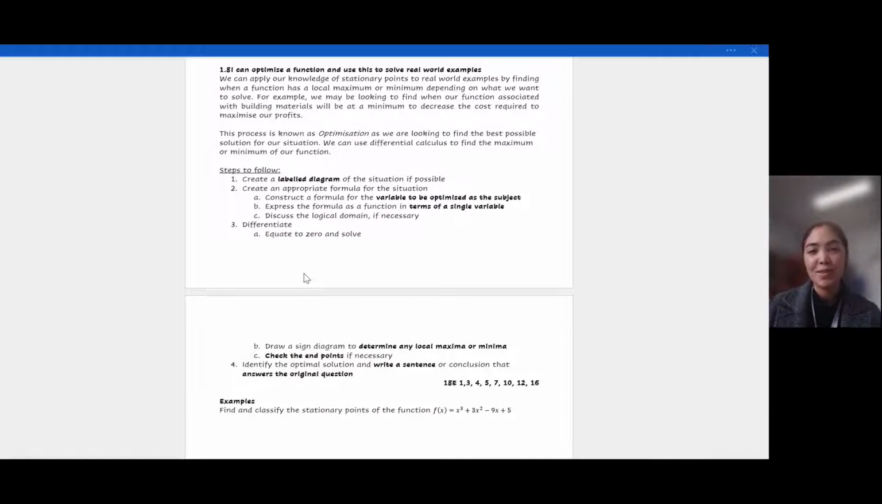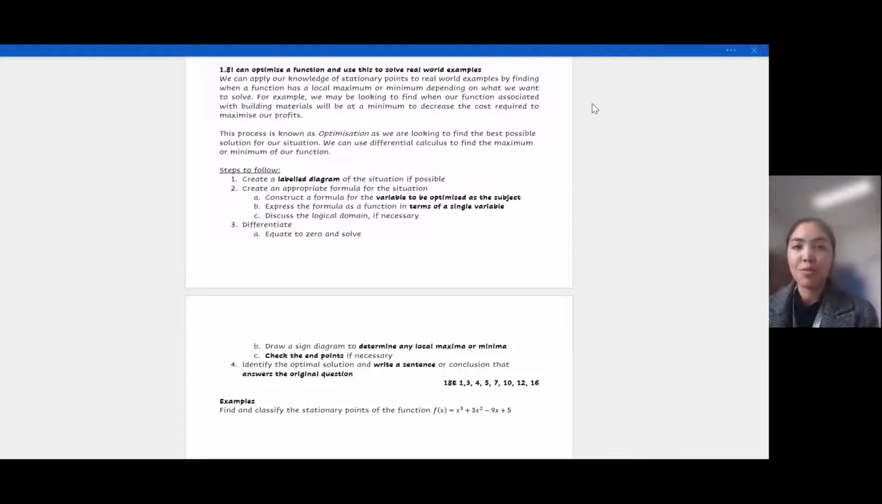So today we're going to be looking at 1.8, which is: I can optimize a function and use this to solve real world examples. Part of the reason that we find derivatives of functions is so that we can try and determine where those stationary points are, so that we can find either a local maximum or a local minimum based on the question that we're being asked.